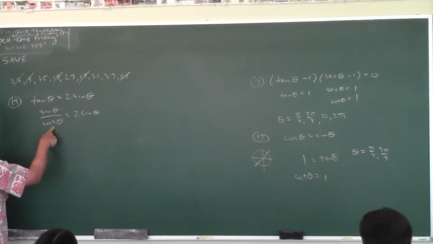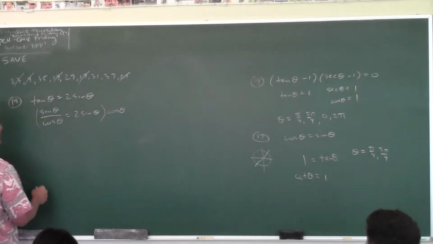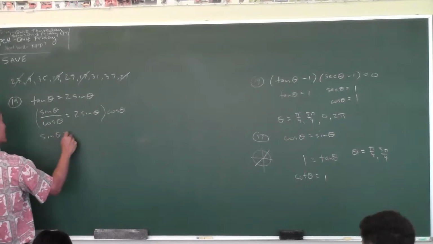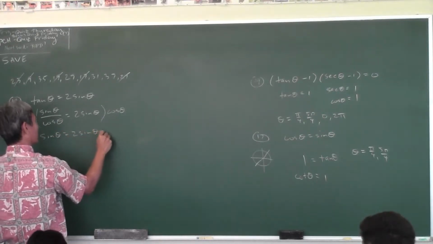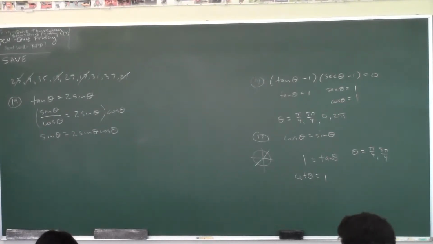Okay, when you have a fraction, multiply both sides of the equation by the least common denominator. So you're going to have sine theta is equal to 2 sine theta cosine theta. Hey, this looks like a problem I showed you last time. Cancel sine theta from both sides.